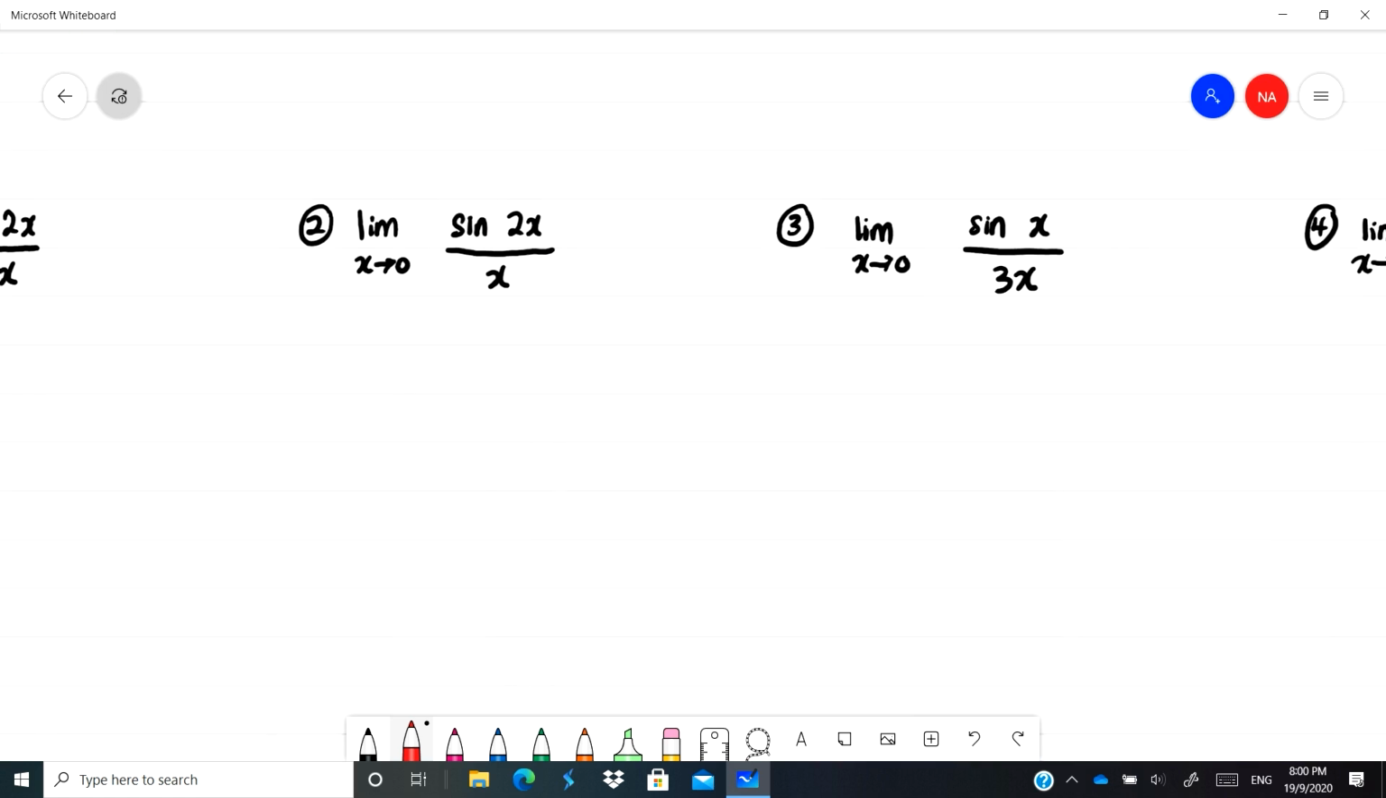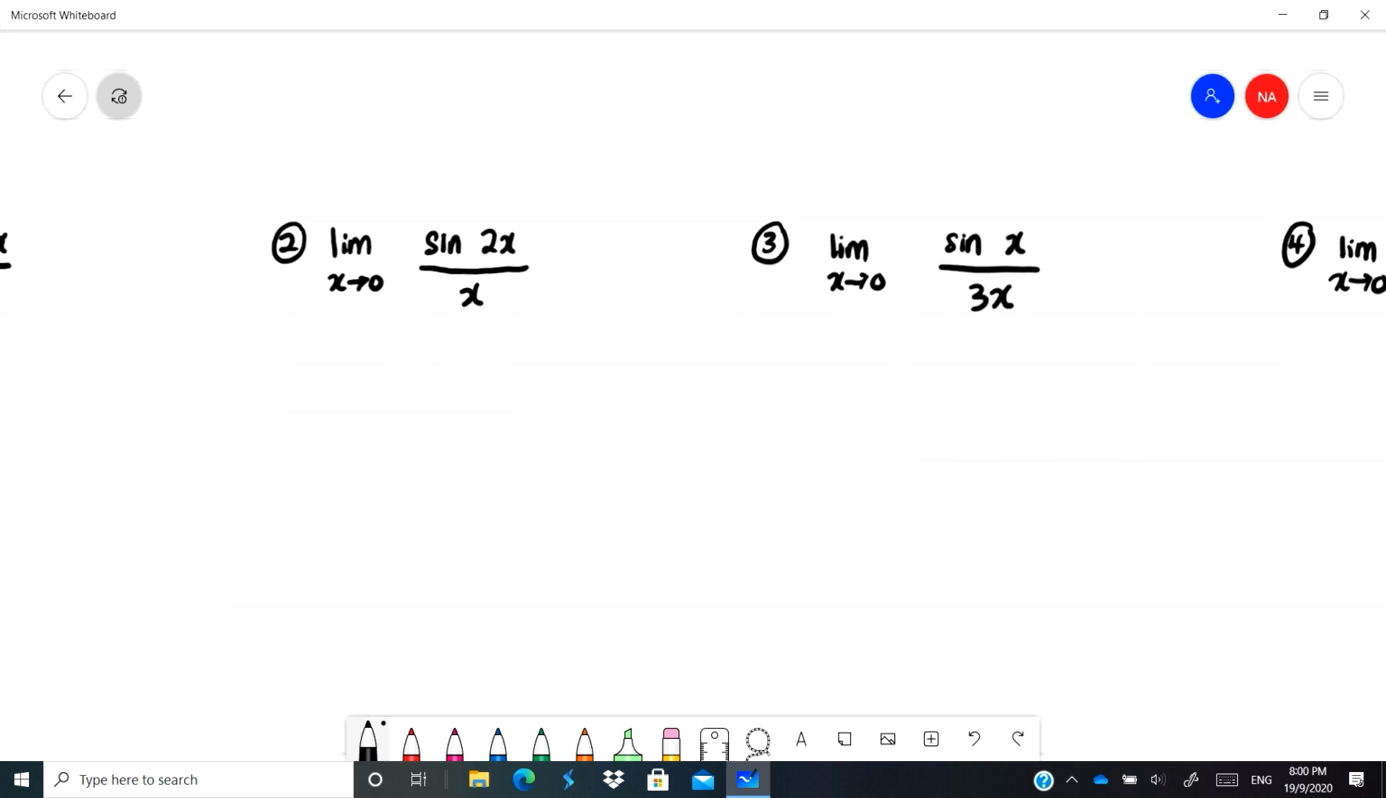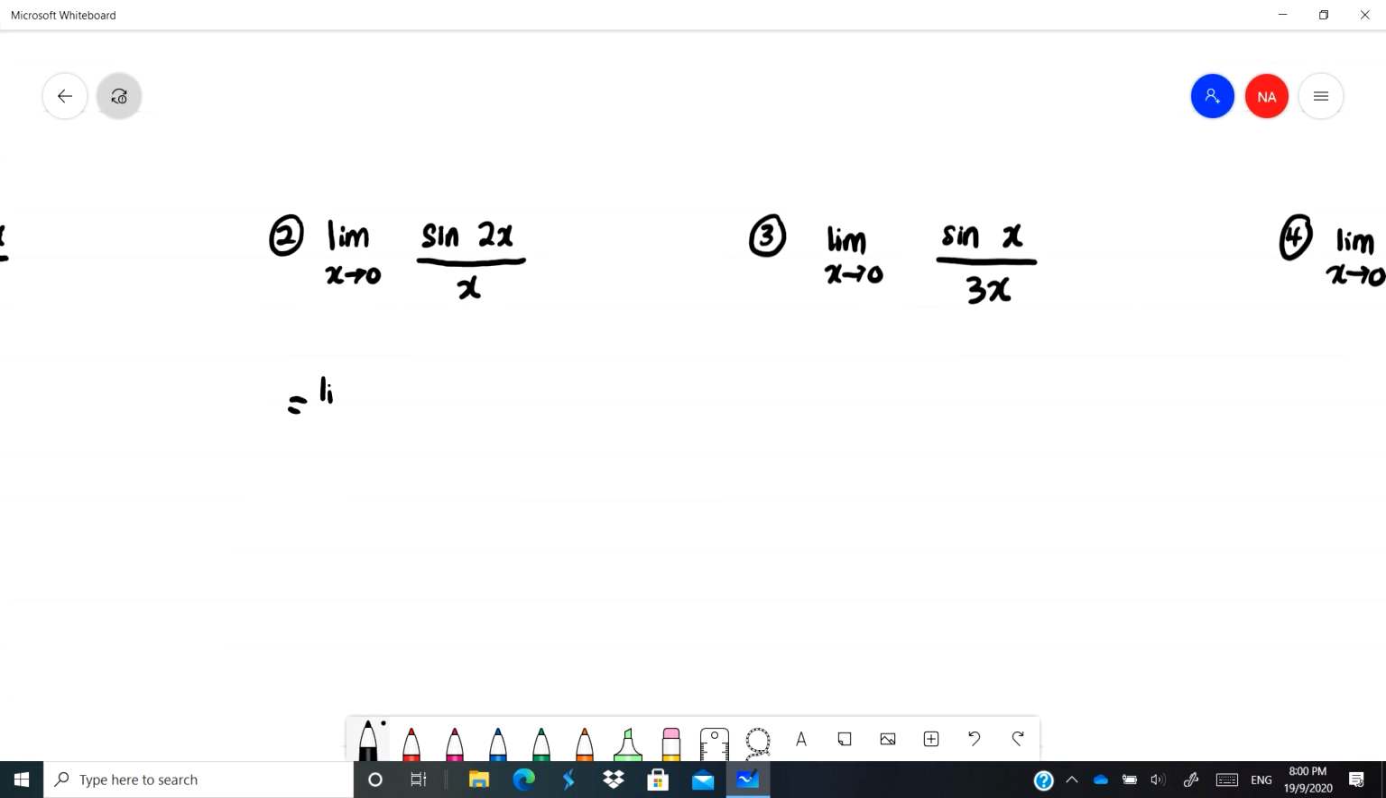What you can do is that your intention is to make, all right, if you have 2x here, so you must have 2x there. So how do you make the 2x exist there, right? So let's say I copy first. Let's say you have limit as x approaching 0, all right, sine of 2x over x.